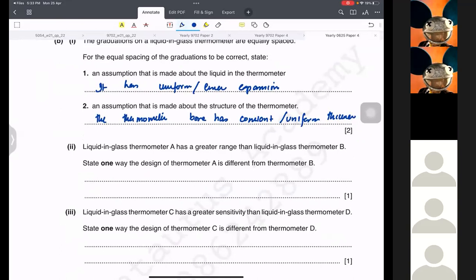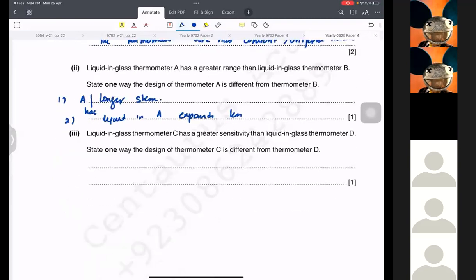Liquid-in-glass thermometer A has a greater range than B. So that's one way the design of the thermometer is different. Maybe A has a longer stem. That could be one of the reasons. Another reason could be that liquid in A expands less, so that it has a larger range, right? And there are other reasons as well.